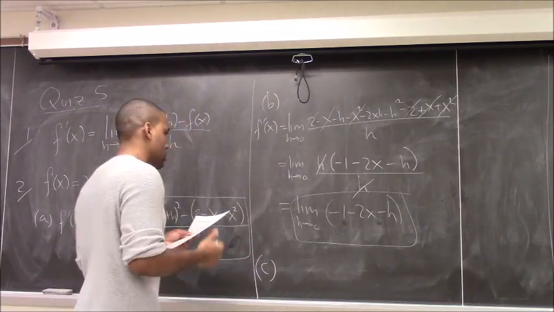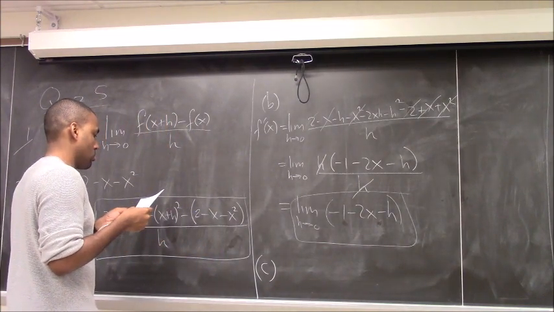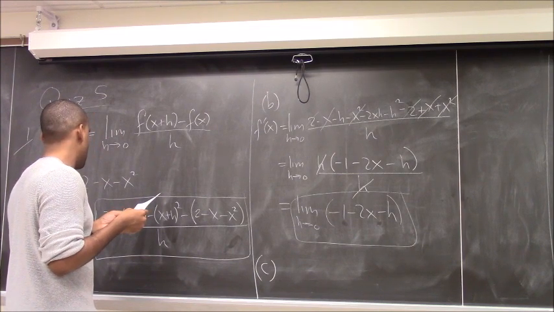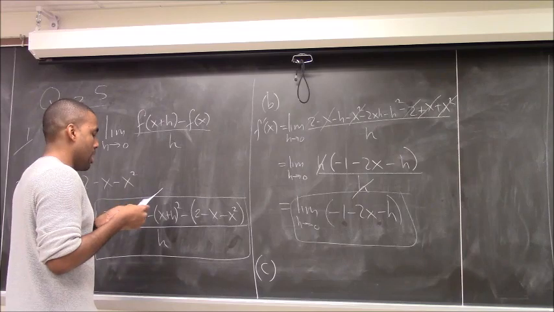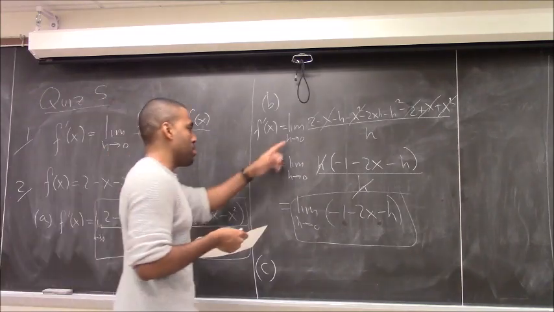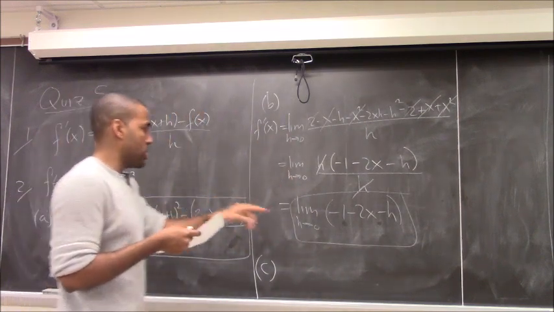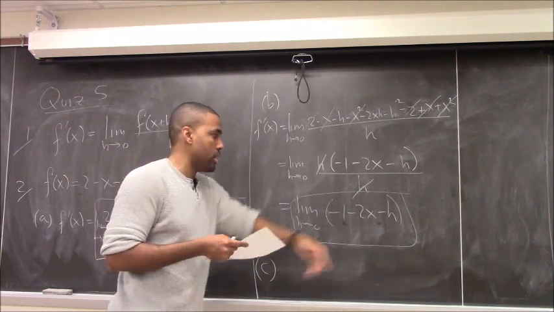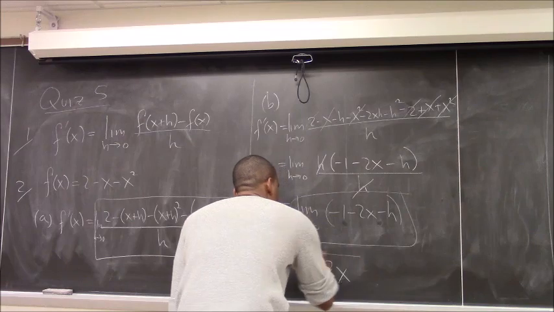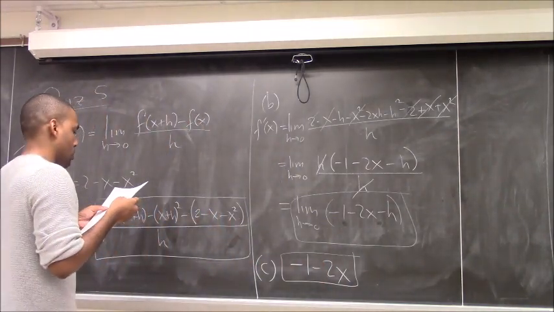Some of you forgot to write the limit as h approaches 0 for part C. I'll accept it this time around, but you really should be writing a limit. So the final answer is you actually take the limit by plugging in h equals 0, and that gives minus 1 minus 2x as the answer to part C.